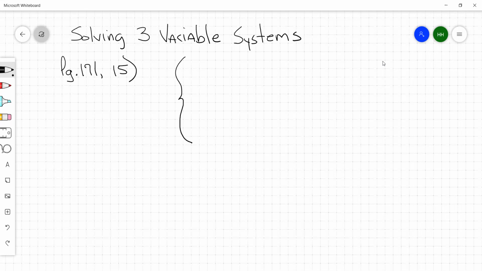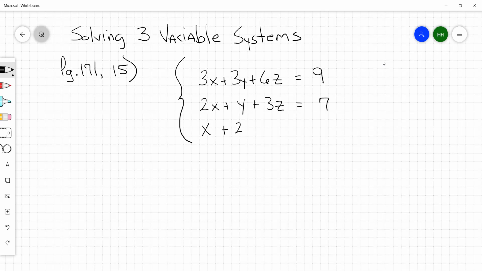3x plus 3y plus 6z equals 9. 2x plus y plus 3z is equal to 7. And x plus 2y minus z equals negative 10.